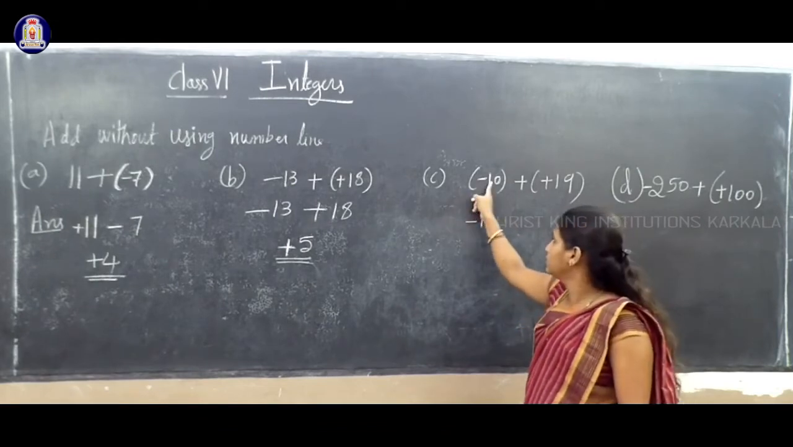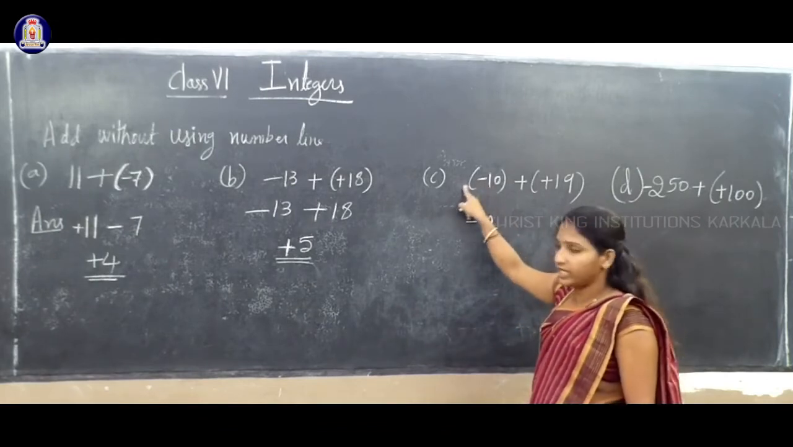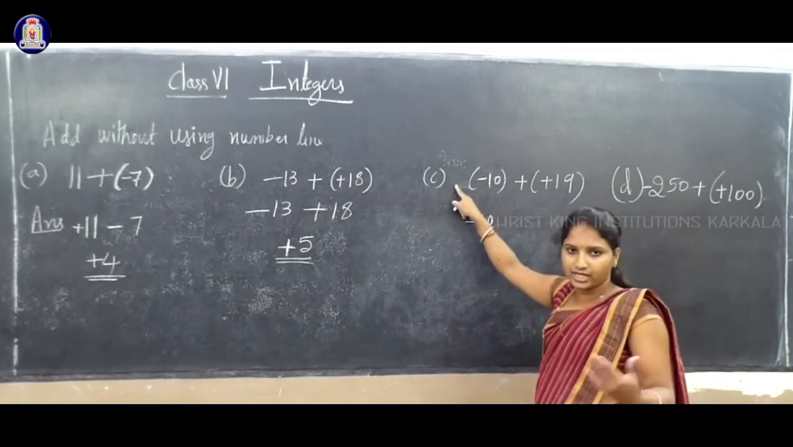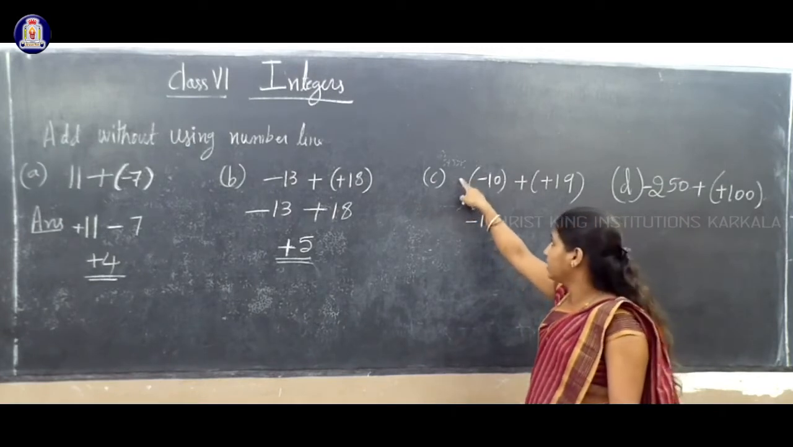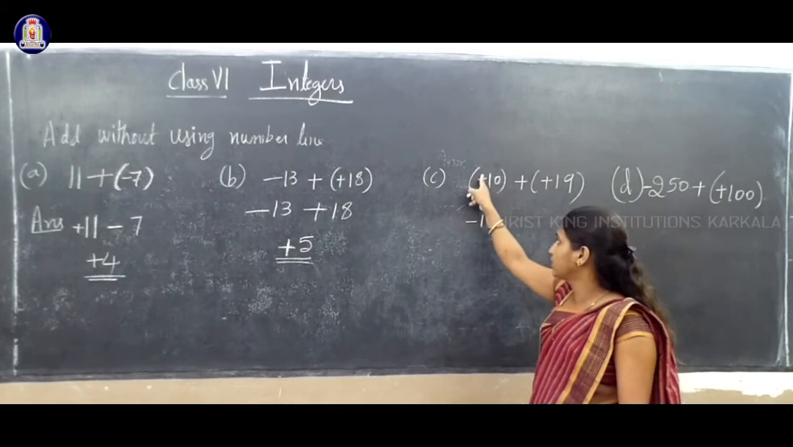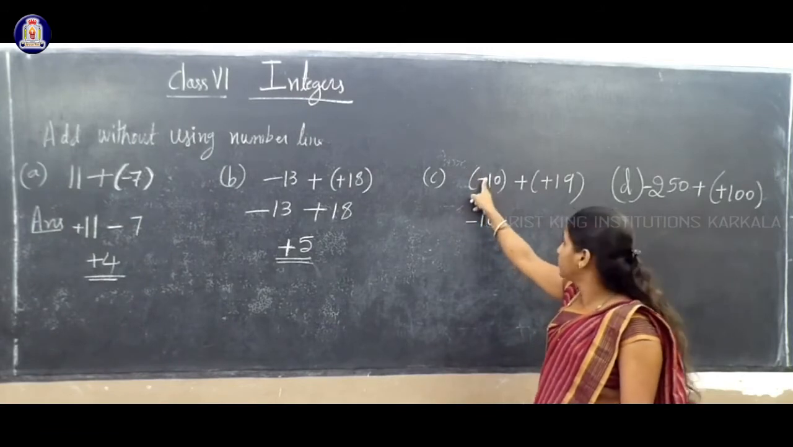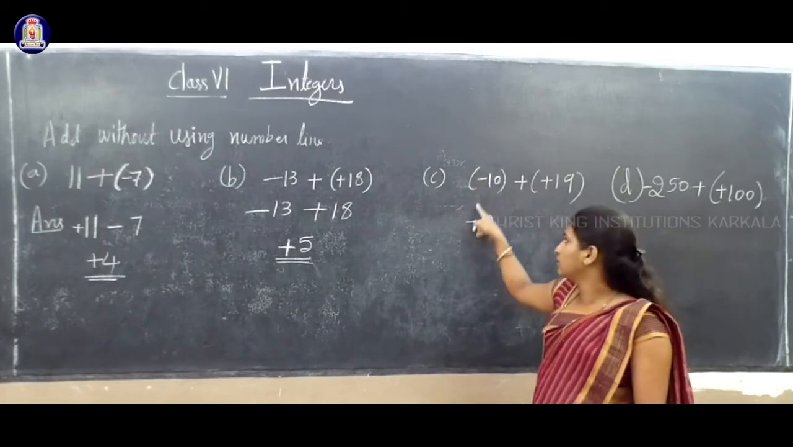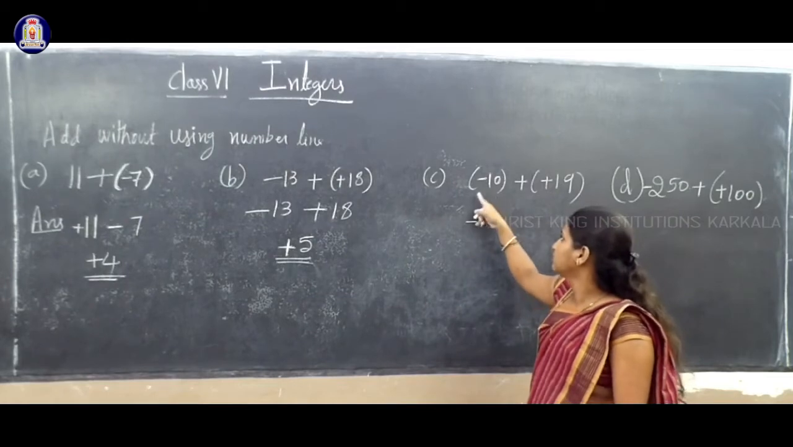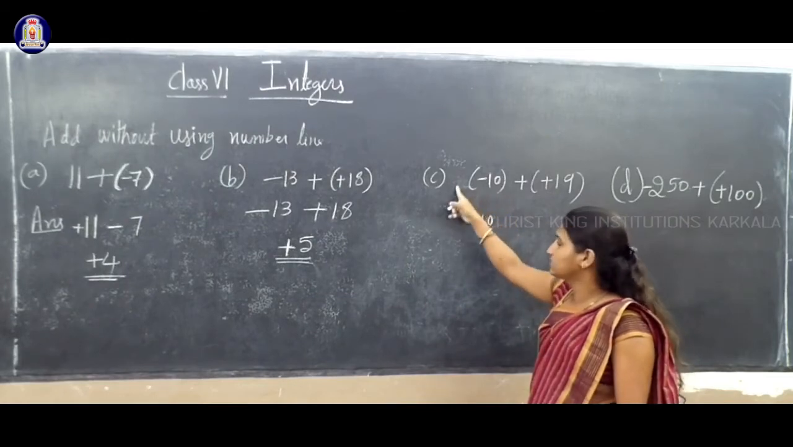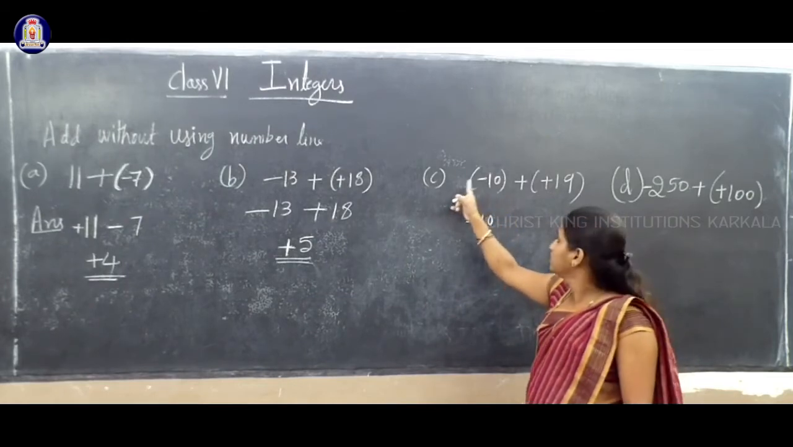In front of this integer, there is no sign. If you want, you can imagine there is a sign, that is plus. Then like this you can multiply: plus into minus is minus. Or else directly you can write it, because in this integer there is no sign in front.